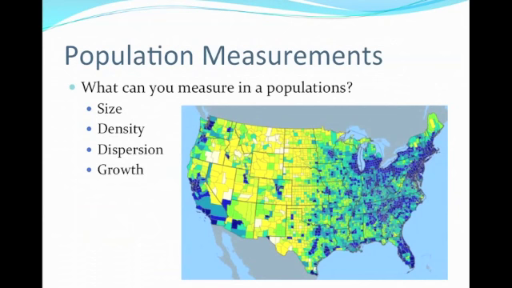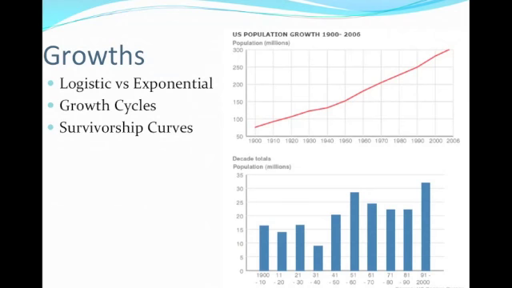Now, the other thing that we're going to look at more specifically are the growth patterns. If we continue on, you'll see that there are different ways populations grow, and a variety of different ways of looking at it. We're going to look at logistic and exponential growth, which is the most basic, and then look at growth cycles and survivorship curves.